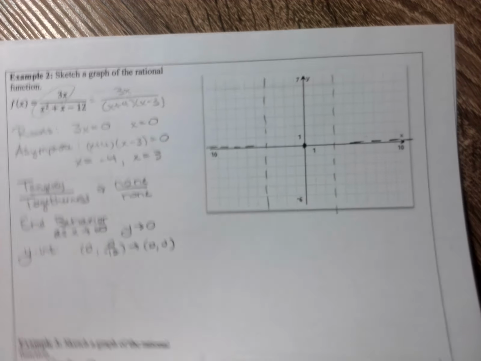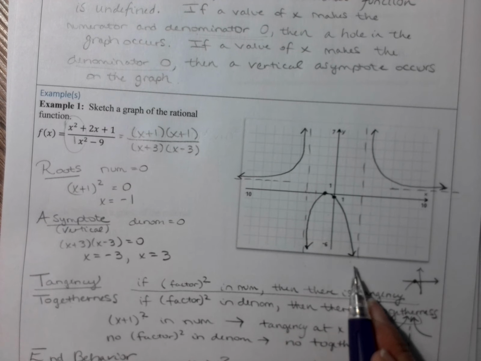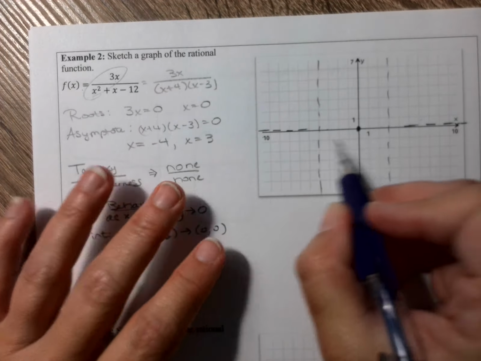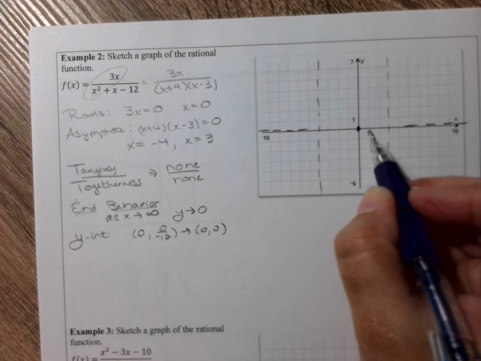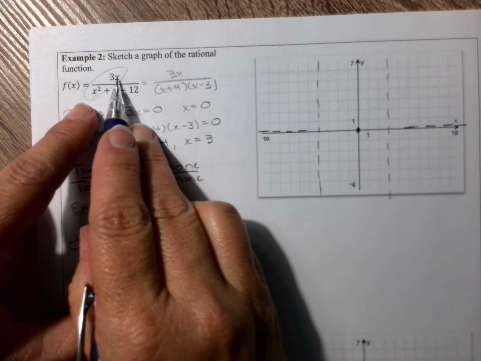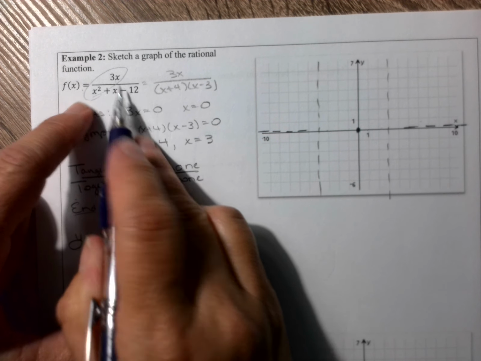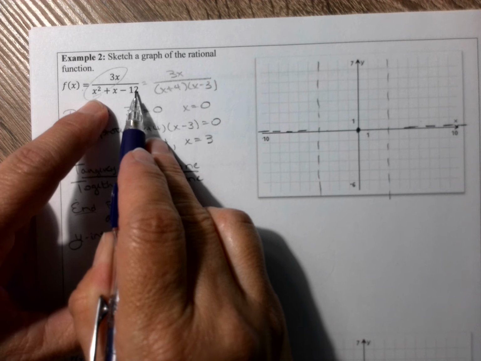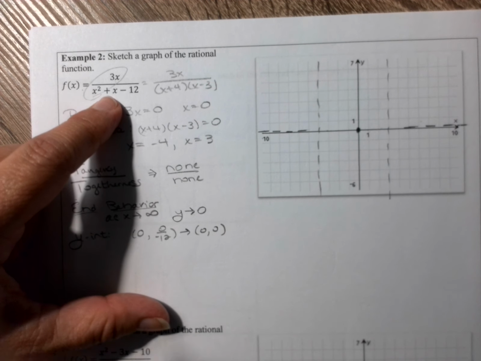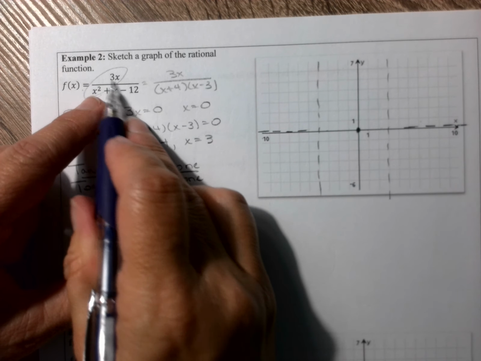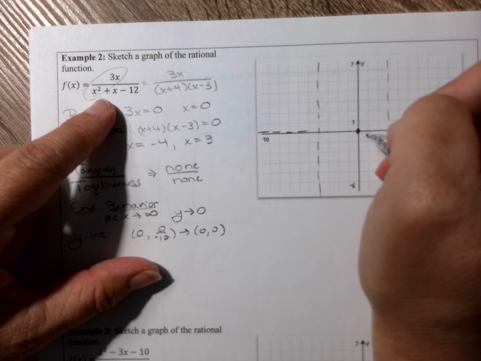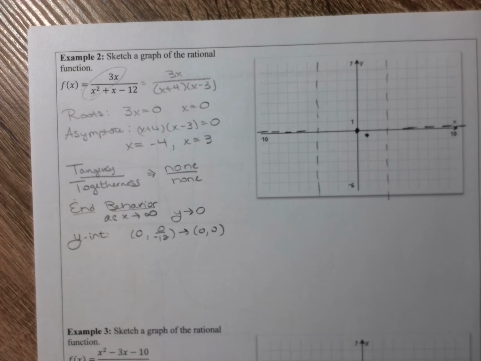Remember on that first example, we had an x-intercept and a y-intercept, which helped us get the graph going. So I really need another point here. Let's just pick a number and plug it in. Let's say 1. If I plug in 1 here, I'm going to get 3 over 1 plus 1, which is 2, minus 12, which would be negative 10. So I get 3, negative 3/10. All right, so that's going to be roughly right here. So now I have 2 points.